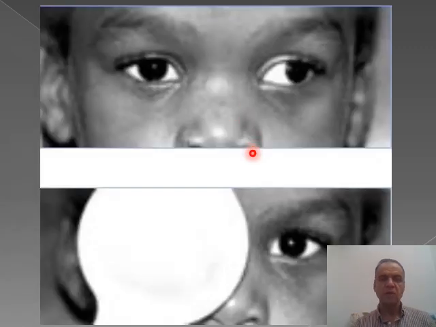This is just an example of the cover test. If we occlude, for example in this patient, the right eye here, there is movement of the left eye from outward to inward to take fixation. It means this patient has left exotropia.